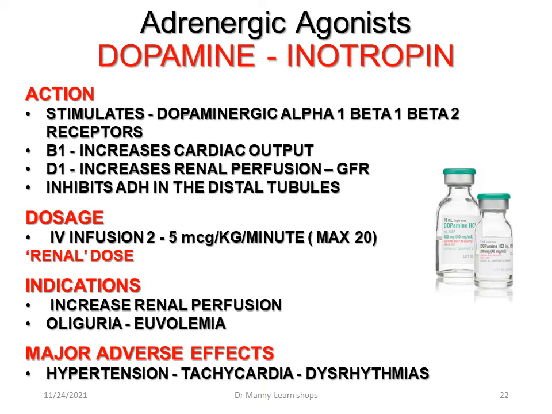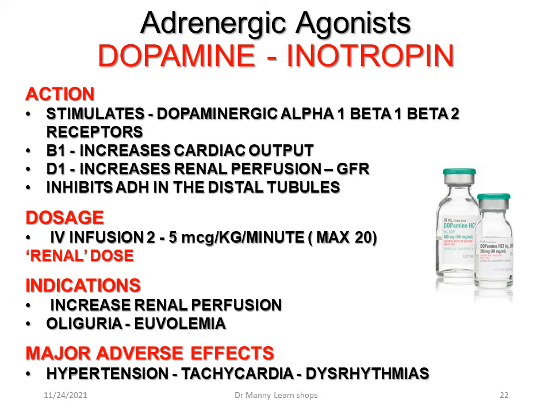So therefore beta-1 increases cardiac output, which increases renal perfusion. The dopaminergic receptors increase renal perfusion and the glomerular filtration rate. However, it inhibits antidiuretic hormone in the distal tubules. Infusion typically at a renal dose is about 2 micrograms per kilogram per minute. You wouldn't go up to a maximum dose because this would cause vasoconstriction and affect renal flow.